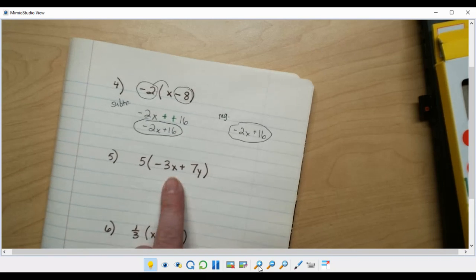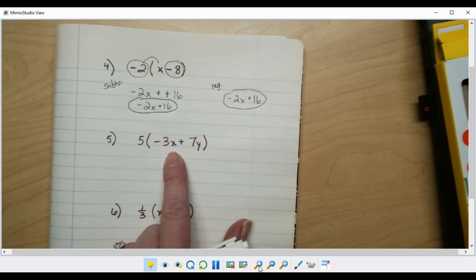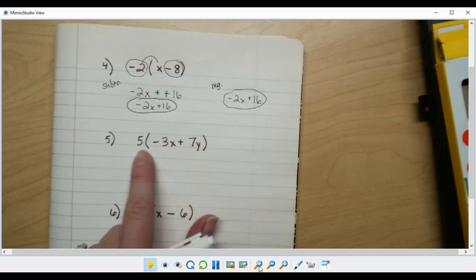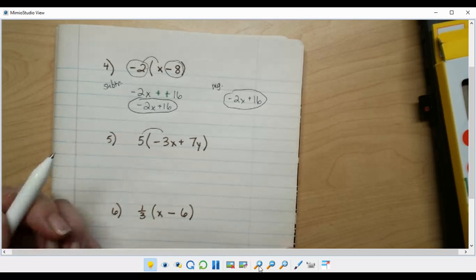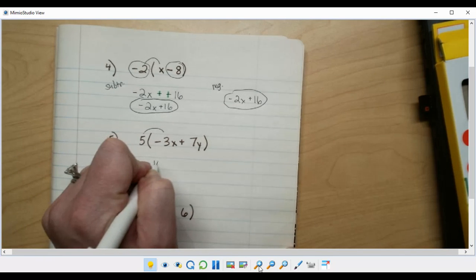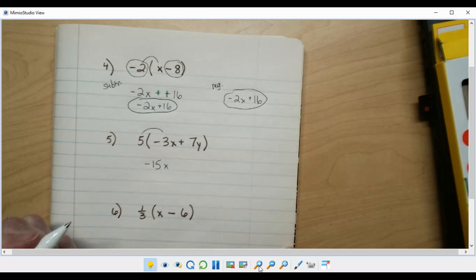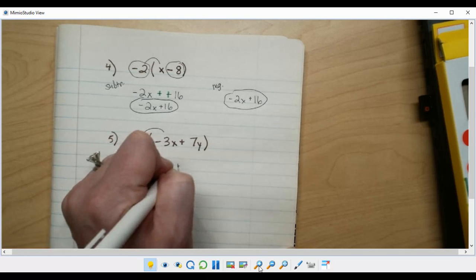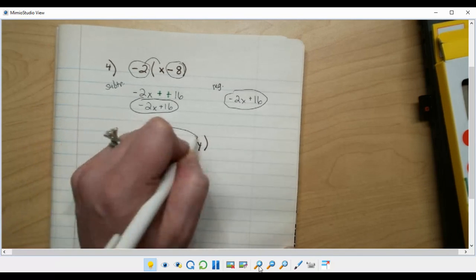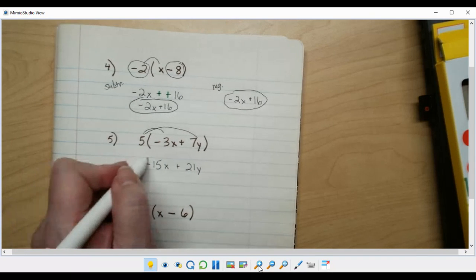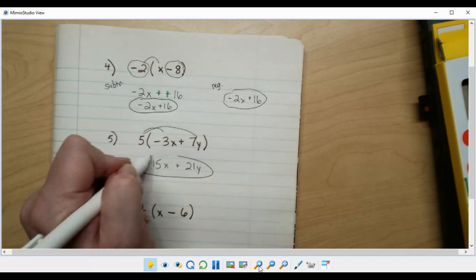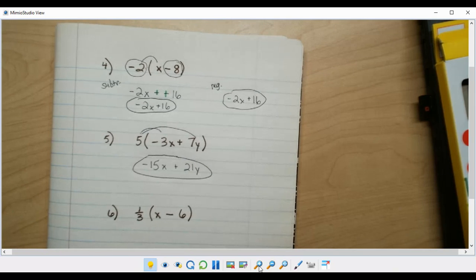All right, here our example has 2 variables. Nothing changes. We're still going to multiply this number out front times the coefficient, that number that's with it. So here, 5 times -3 is -15. Keep the x. Keep the plus. And then 5 times 7 is 21. Keep the y. That's my answer. I cannot combine them because one has an x and one has a y. They're not the same.